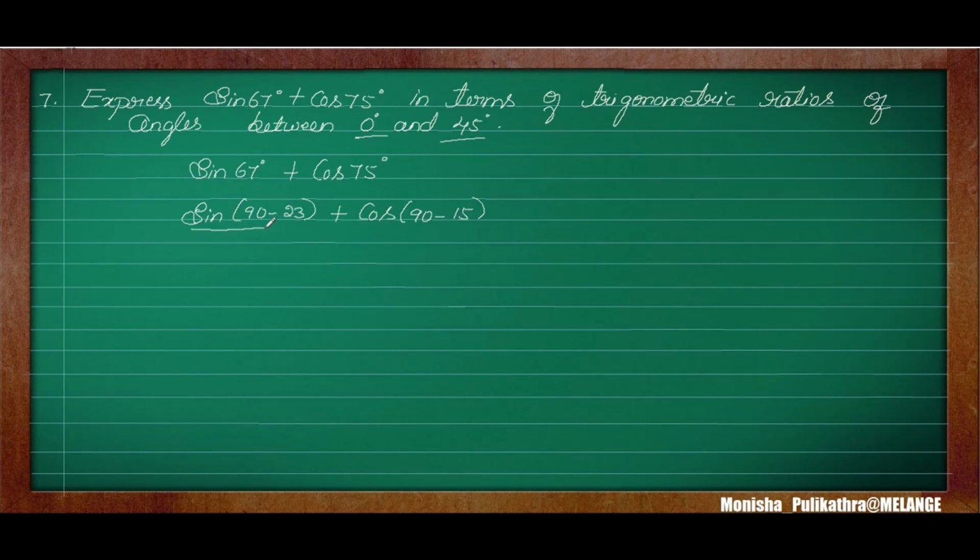So next, sin(90 minus 23) means cos 23 degrees plus cos(90 minus 15) means it is sin 15 degrees. Only this much. We have to take it into a form so that the angles come between 0 and 45 degrees.